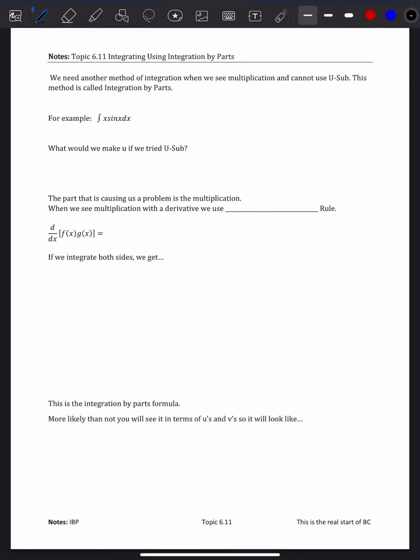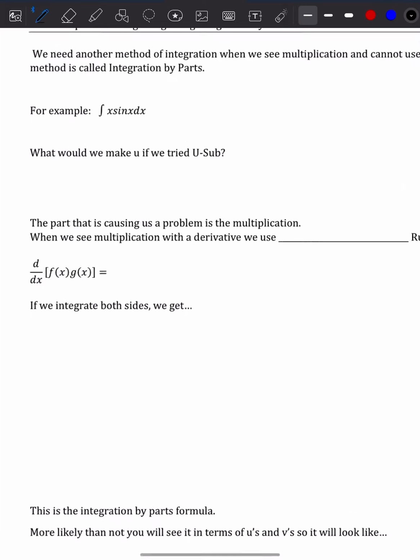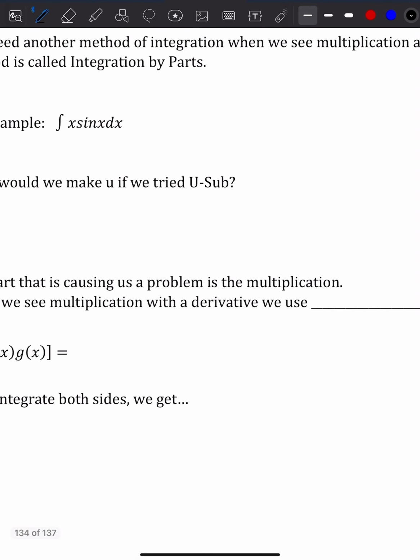Today we're going to be talking about integration by parts, and we'll talk about what that is, when we use it, things like that. So when we run into problems like x times sine of x, our first immediate thought is going to be, let's try u substitution. So looking at this, we kind of have two options here.